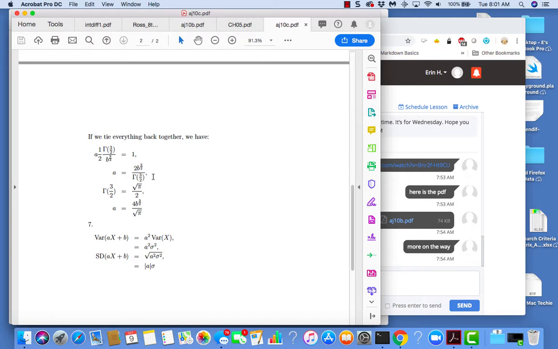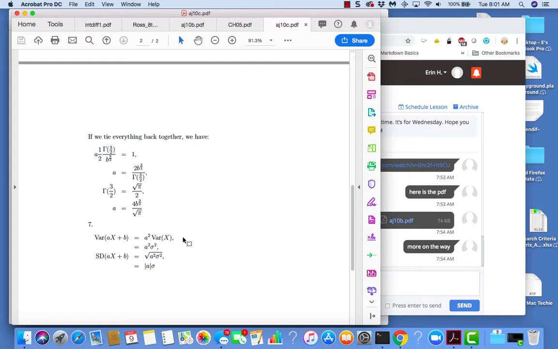So I multiply by the reciprocal of all these, and I have 2 b to the 3 halves over gamma of 3 halves. But I looked that one up, and gamma of 3 halves is square root of pi over 2. So if I plug that in, we'll end up with 4 b to the 3 halves over the square root of pi. And that's it. Kind of complex, but you have to go through it step by step.